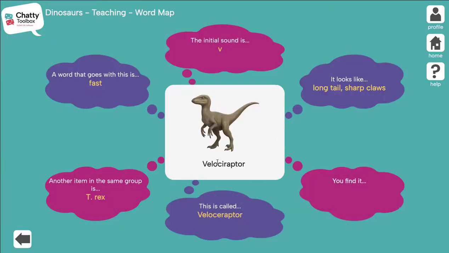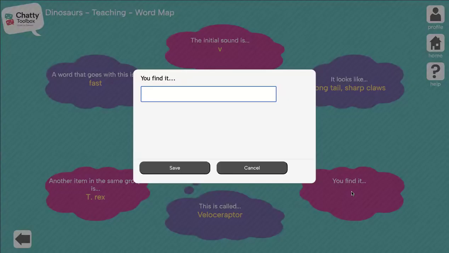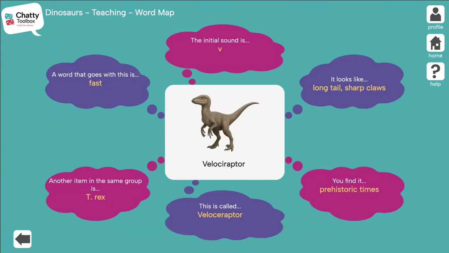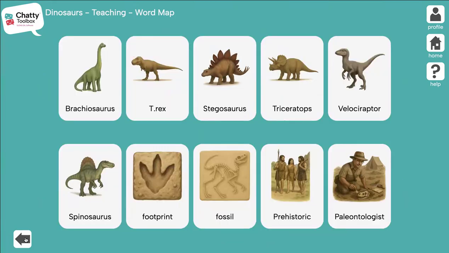Where do you find them? In the prehistoric times. Fortunately, you won't come across them anywhere at the moment. And then you could screen capture that if you want to record the children's answers. Might be good if you're working one-to-one, or good for a group or a whole class as well. So I would tend to go into word map first, not to do the activity I've just done, but just to see what all the words are.